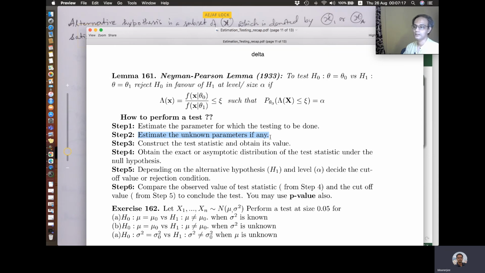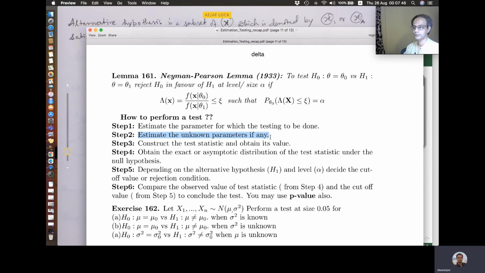Then compare the observed value of the test statistic obtained from step 4 and the cutoff value obtained from step 5, and then conclude for the test. Or you may use the p-value. I am not going to describe the p-value right now. Maybe in the class, when we all will be present, we will describe the p-value. So this is the thing.